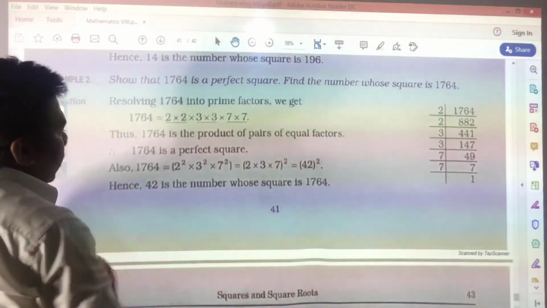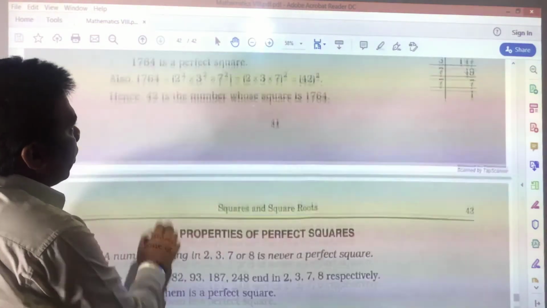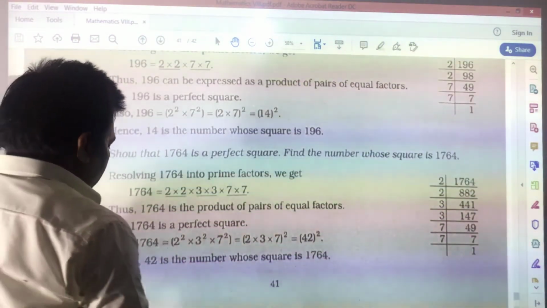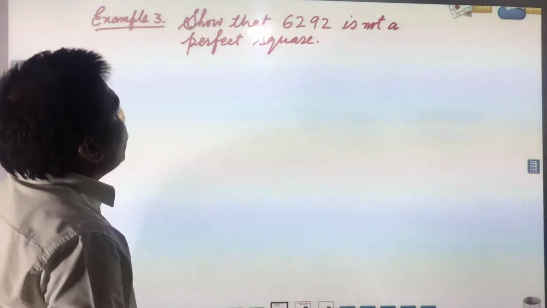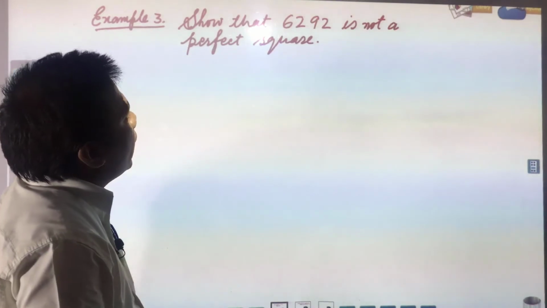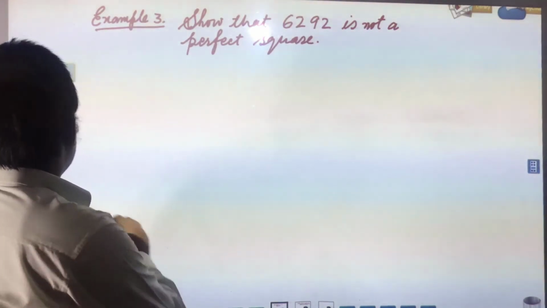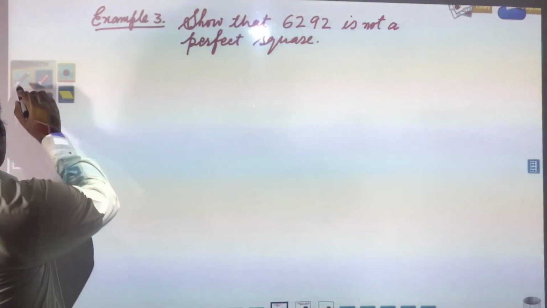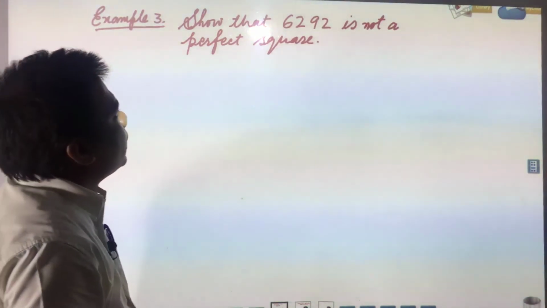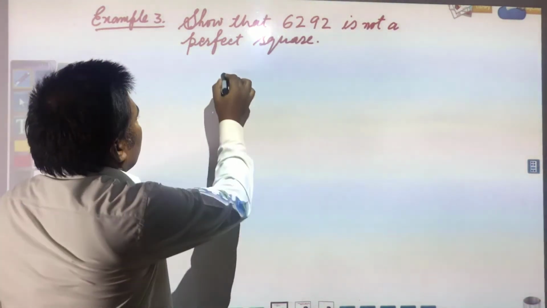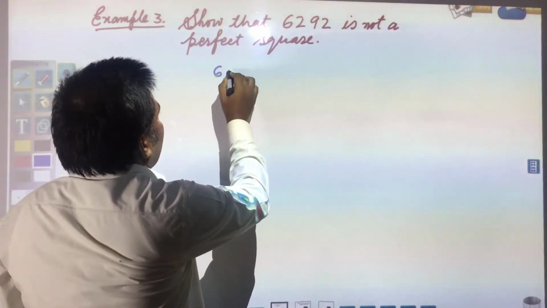Next example you have. Okay, let's see the next example. Here you have, show that 6292 is not a perfect square. So either this is a perfect square or not. Prime factorization is required to be done. So here you do prime factorization.